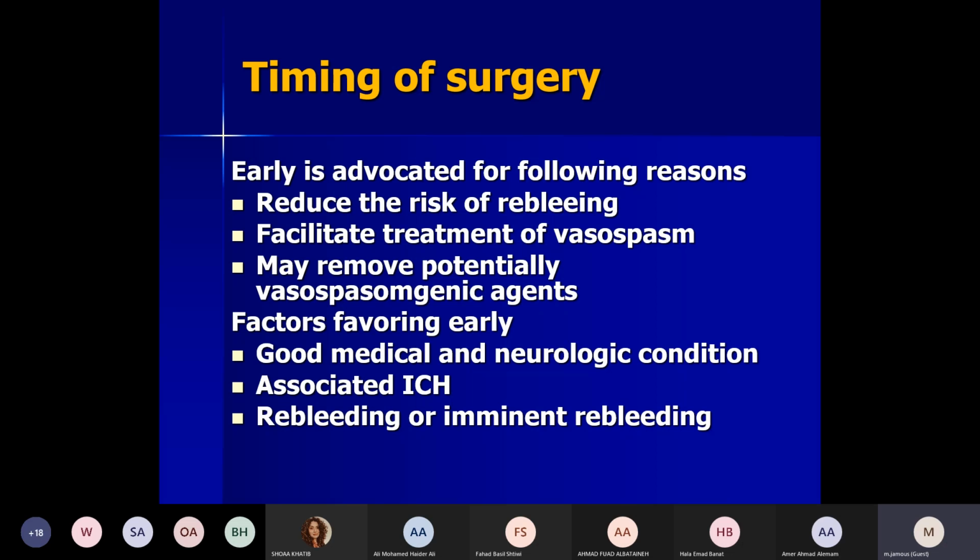When we are sure that the coil is in its place and its configuration is good, we need to detach it from the main catheter. And there are different methods of detachment.